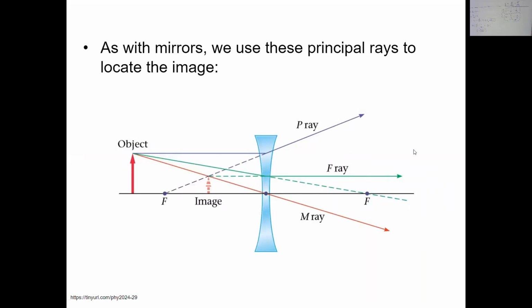For the image formed by a concave lens, because the rays diverge after hitting the concave lens, it will form only a virtual image. Okay.